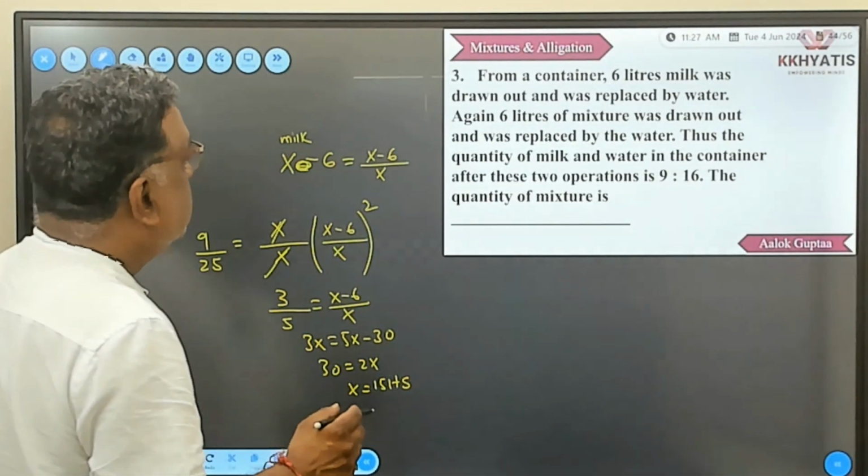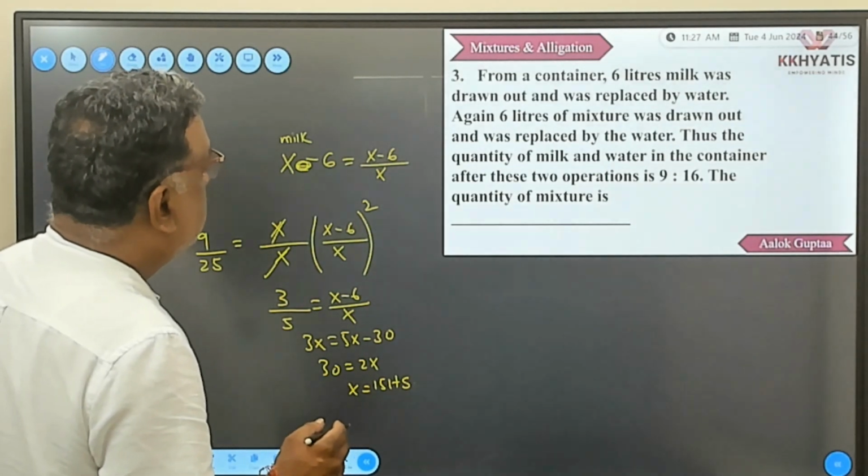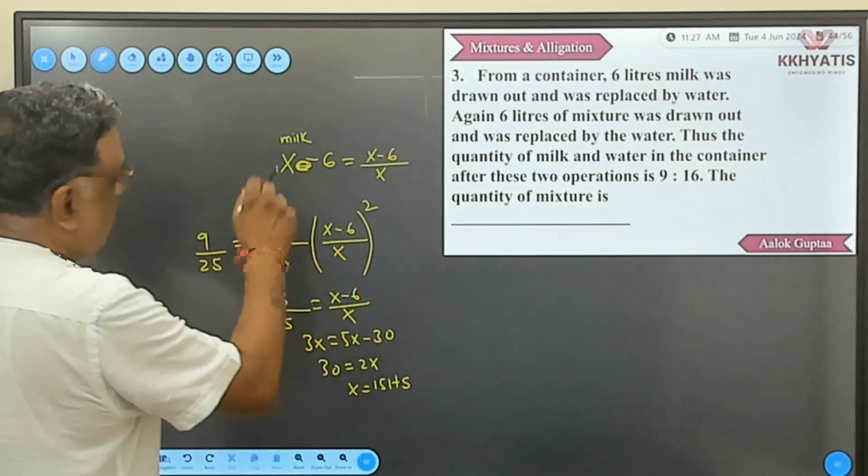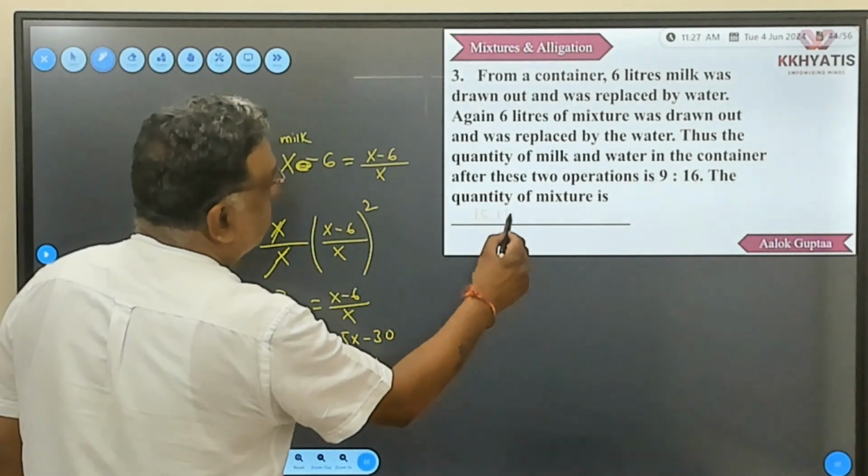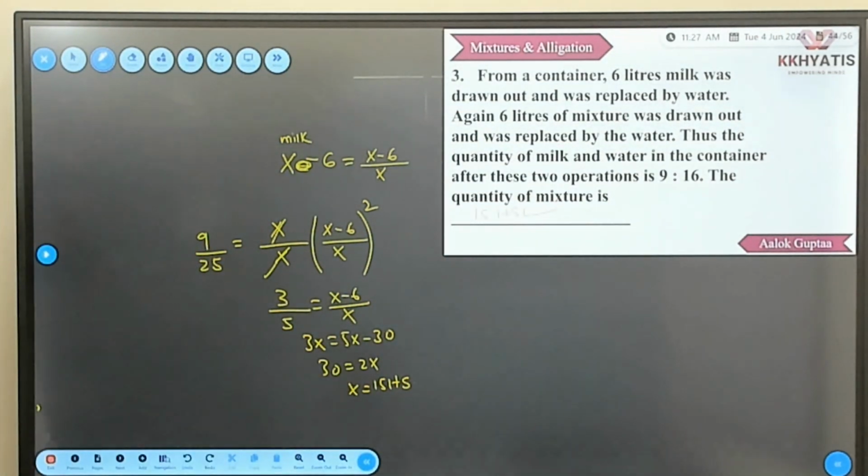So the initial quantity of mixture was 15 liters. So the answer is 15 liters. Next.